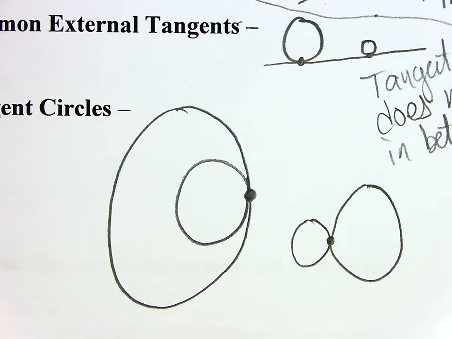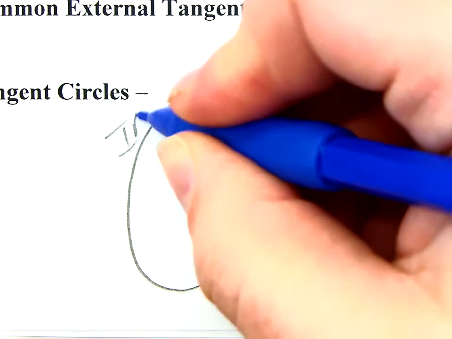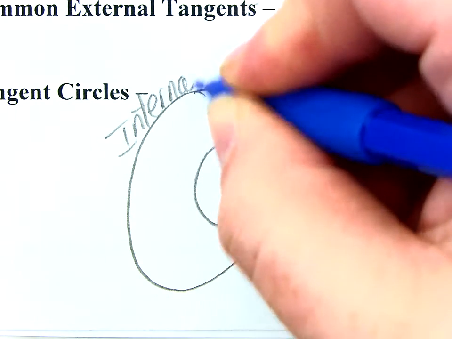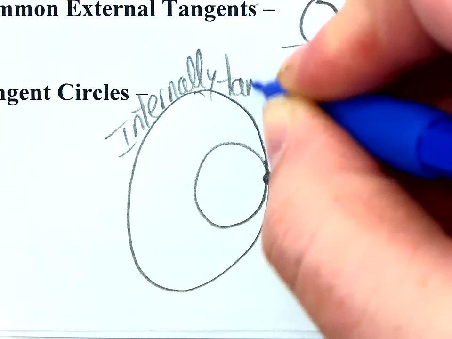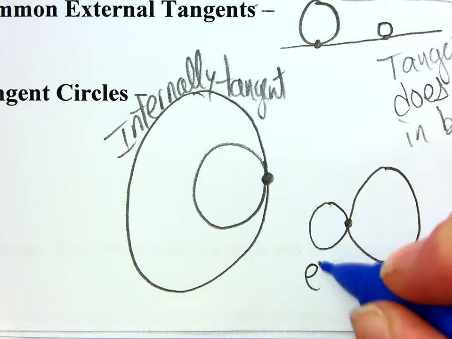And we do refer to these usually, these ones would be internally tangent, because one's inside of the other. And then we have externally tangent.